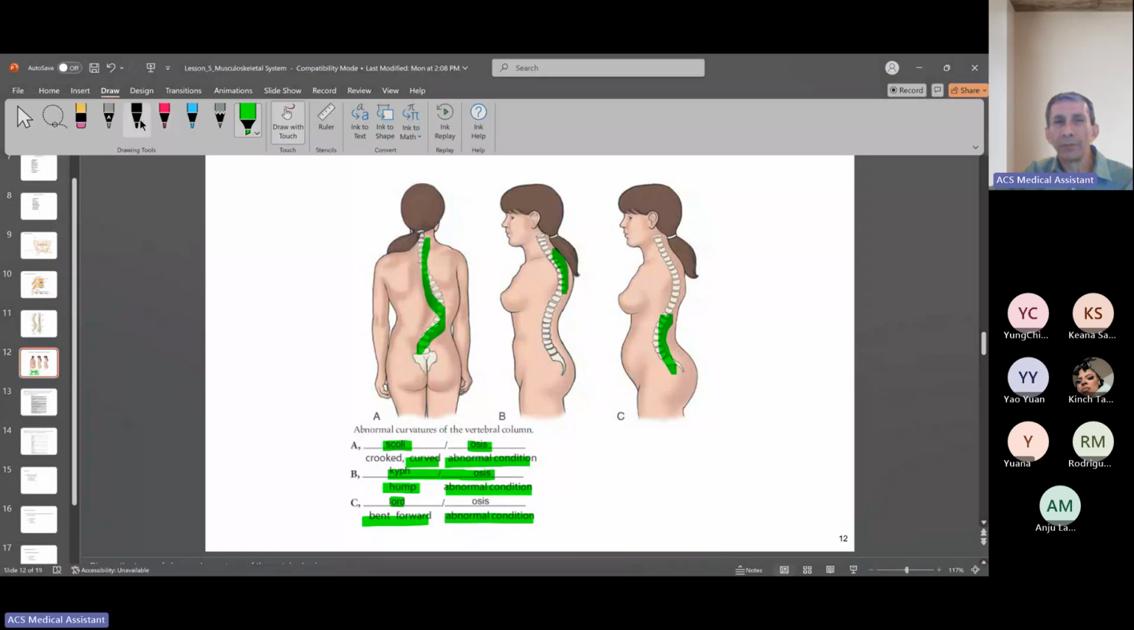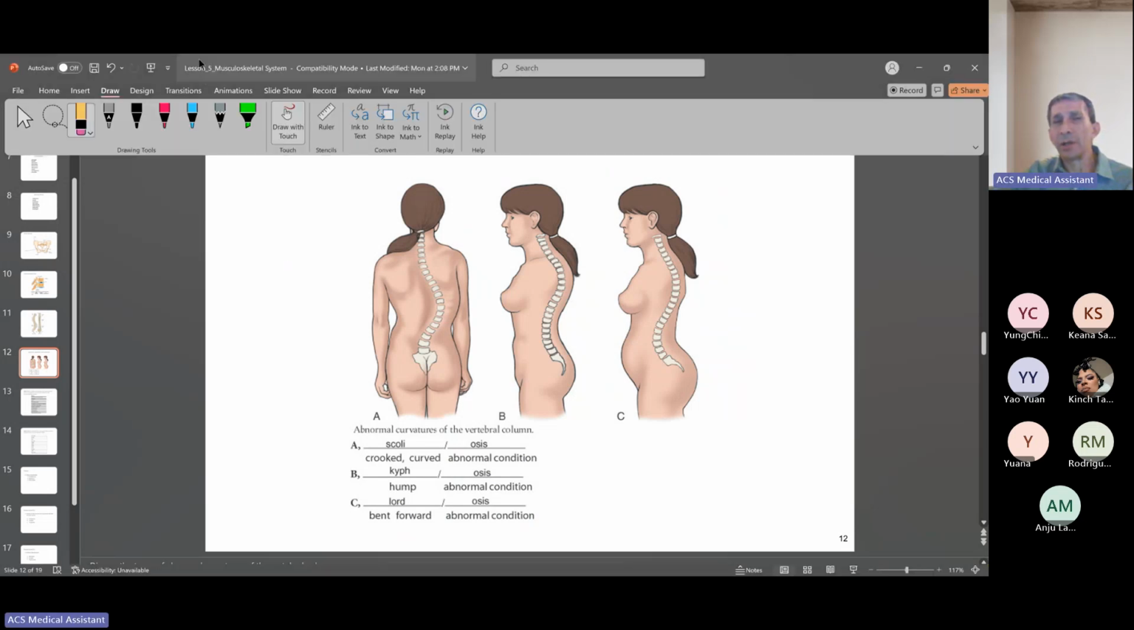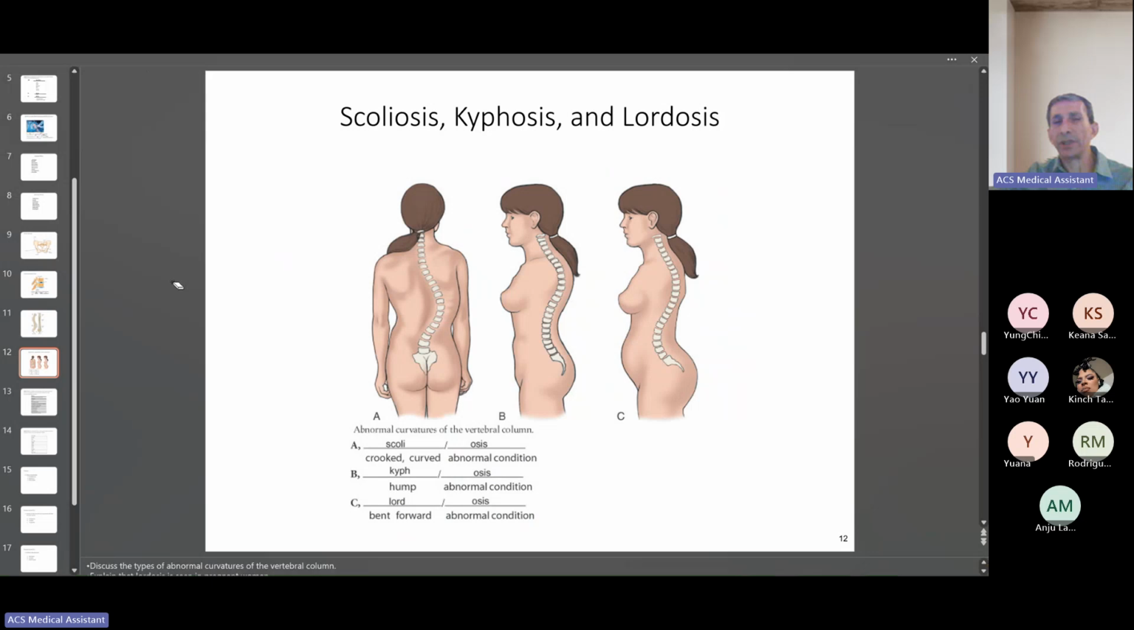That's how we know. So if you see on your exam that you have an abnormal curvature of the spine, when one shoulder is higher than the other, you know that they're talking about scoliosis. If they tell you that the patient has a hump in the back, that is kyphosis. So that's how you are going to determine what condition the patient has. Okay, any questions?